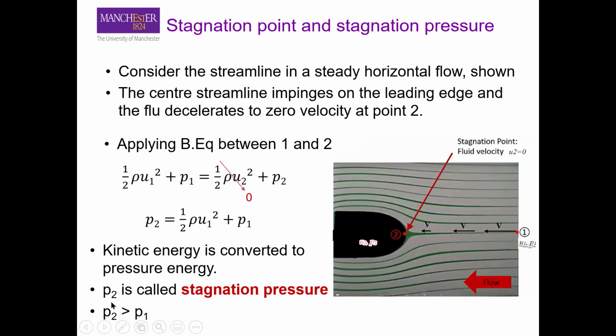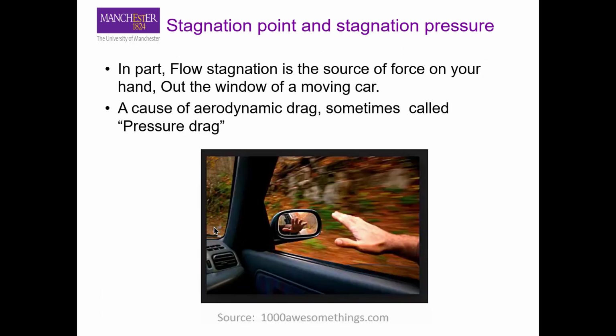And this pressure at point 2 is what we call stagnation pressure, and P2 is larger than P1 by this factor half rho u1 square. Okay, so that is the concept of stagnation point and stagnation pressure.